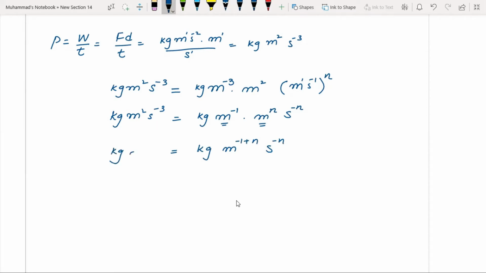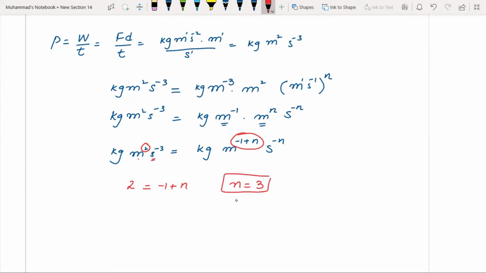kg m square s minus 3. If these two things are equal, then the powers of the same variable should be the same. So let's compare the power of m. On the left hand side the power of m is 2. On the right hand side the power of m is minus 1 plus n. So from this you can get n, that will be 3.